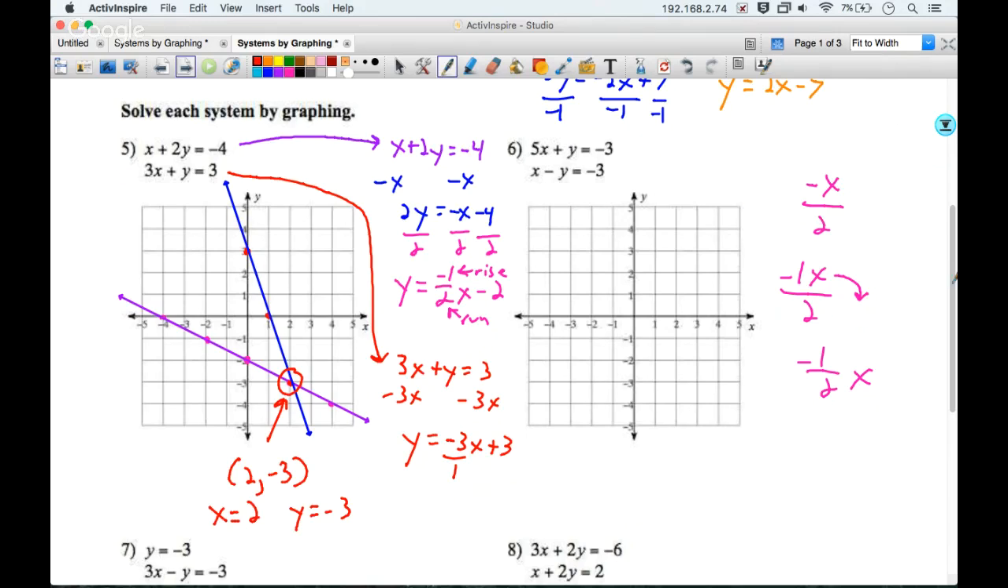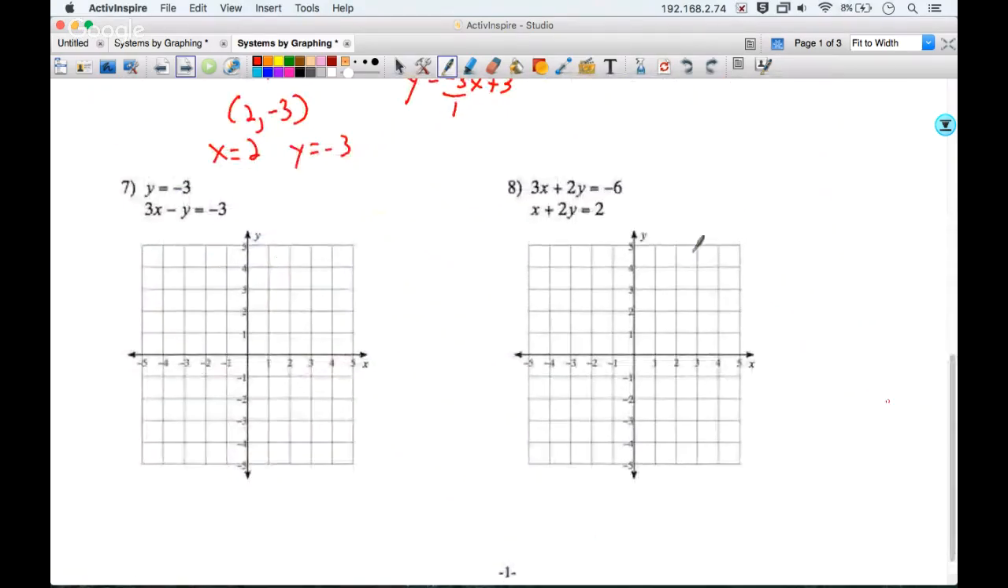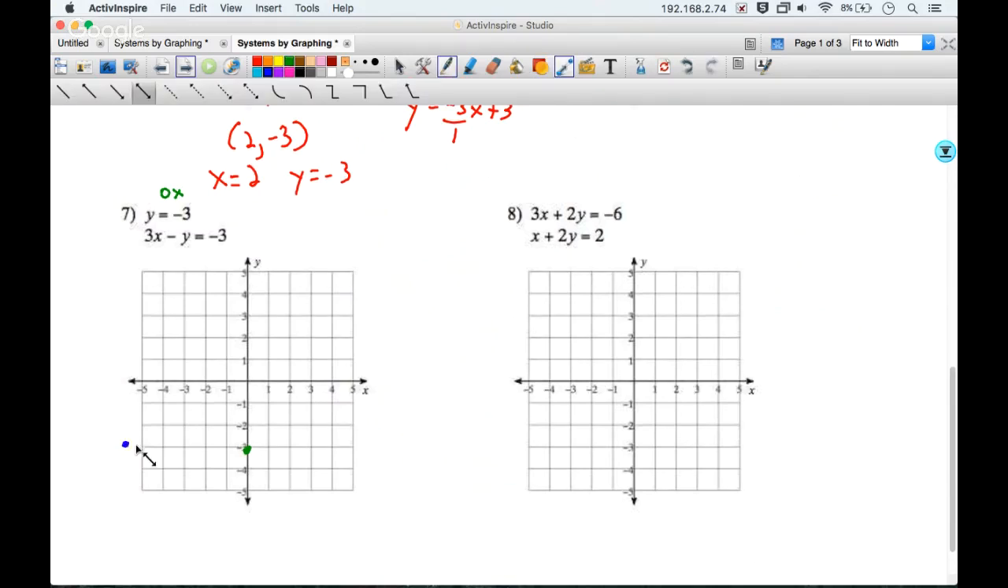All right, let's take a look at number 7, which has got something kind of unique going on. It's got this y equals equation. So a y equals equation is basically slope-intercept form, but it's got a 0 slope. We could put a 0x in there, and it wouldn't change anything. So the y-intercept of -3 with a 0 slope is just a horizontal line intercepting the y-axis at -3.